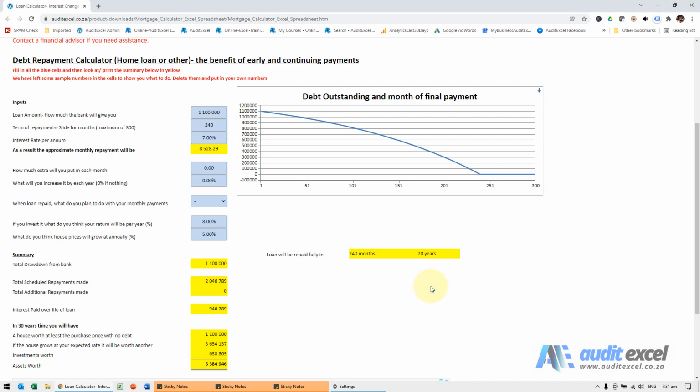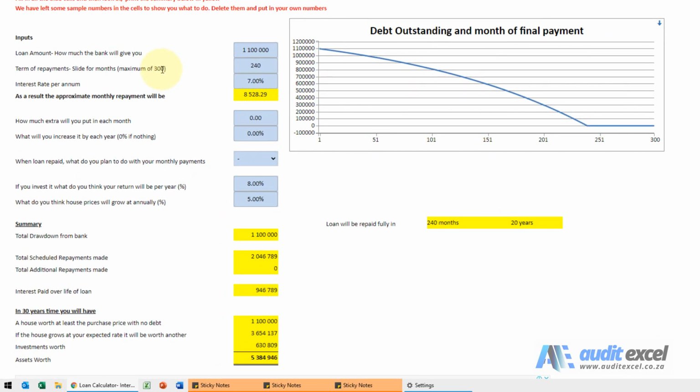If you want to see the impact of interest rate increases on your loans, you can use our loan calculator. So how it works is when you get to the page, it'll look something like this. We have pre-populated some numbers, but you just need to overwrite them. So for example, here in the blue cells, you'll put in your input.